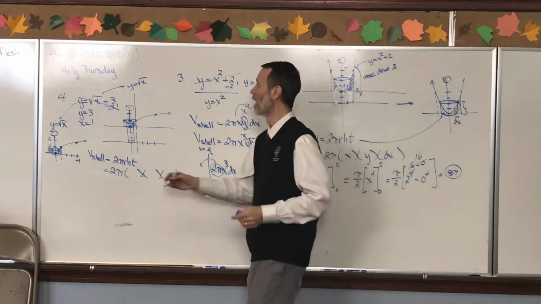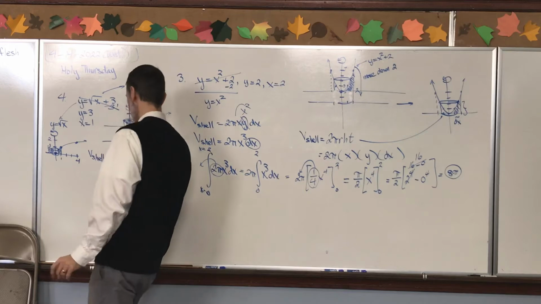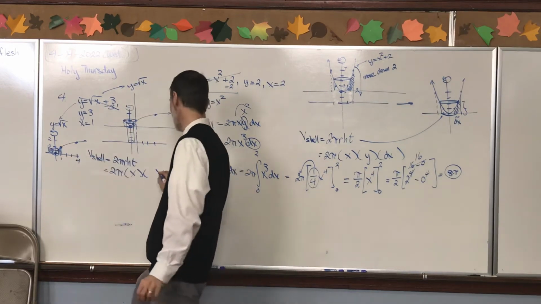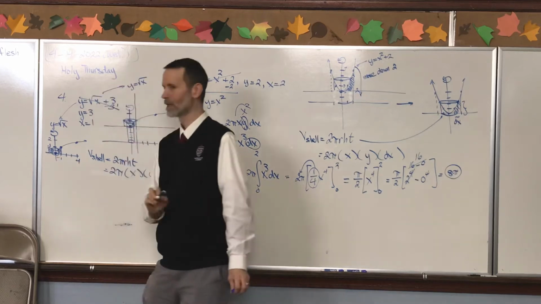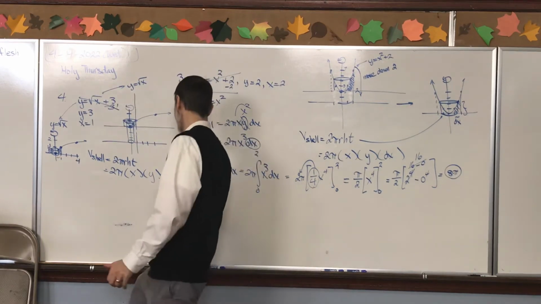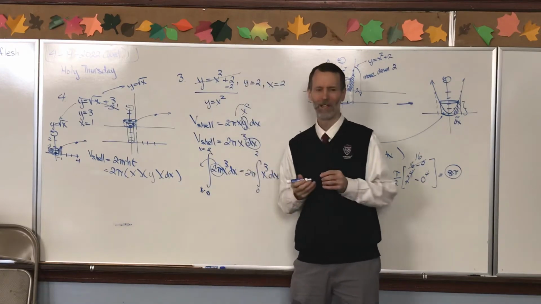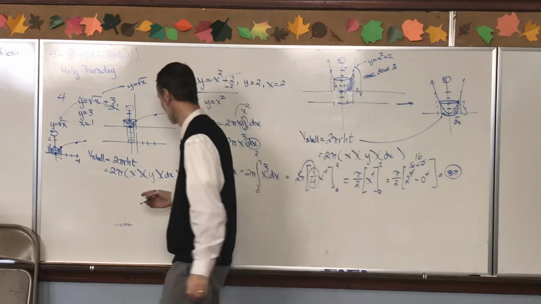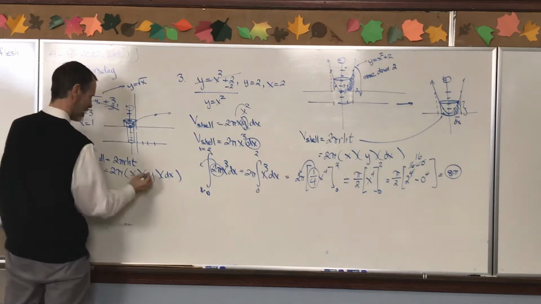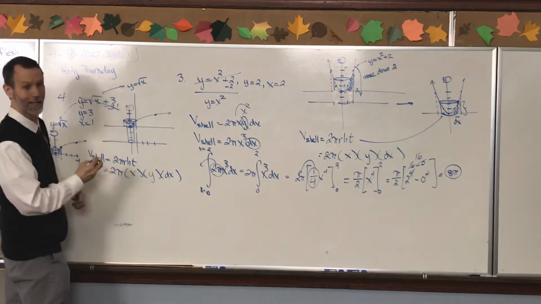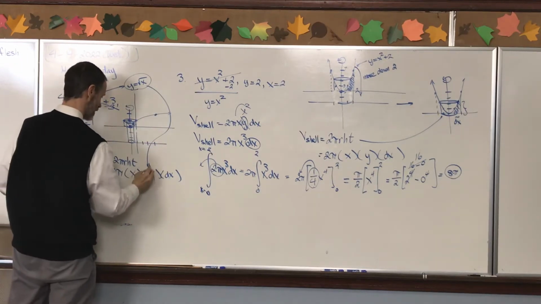R is x, because the radius is going in the x direction. H is y. And the thickness is dx. Correct. What's wrong with this formula? Julie, Sean, take over. Yeah, the y. What should we replace it with? Replace it with the y that we have in the formula, radical x.